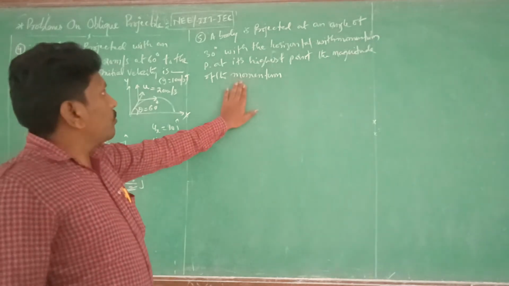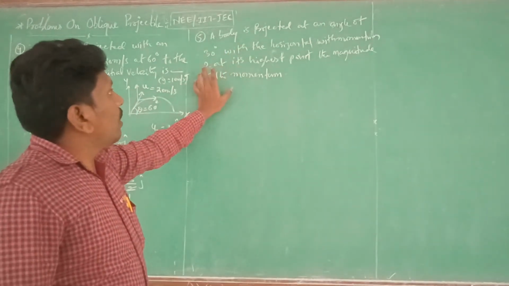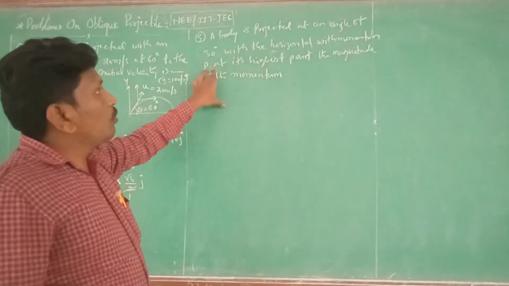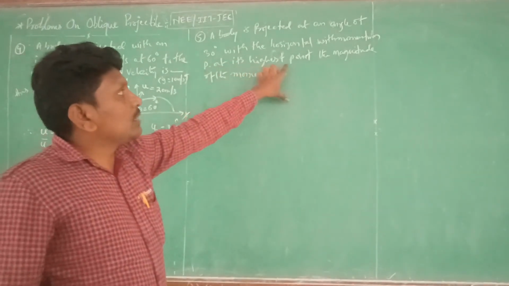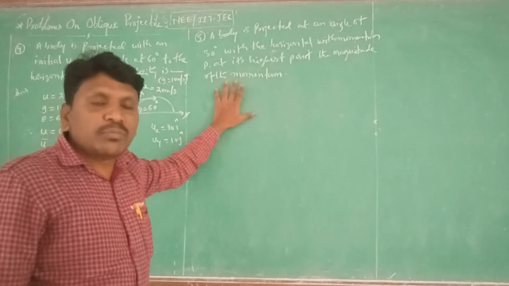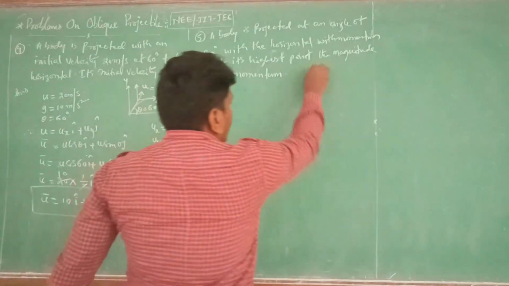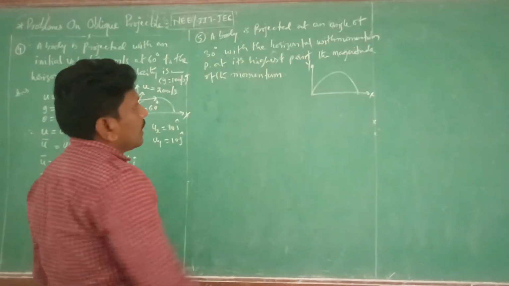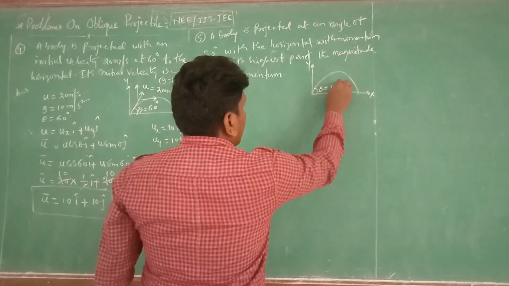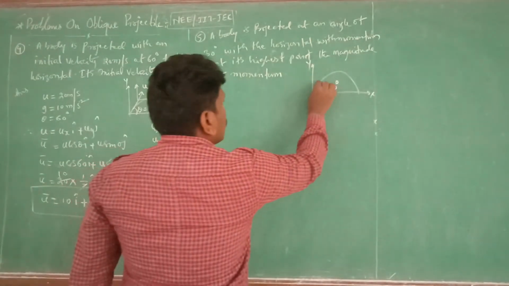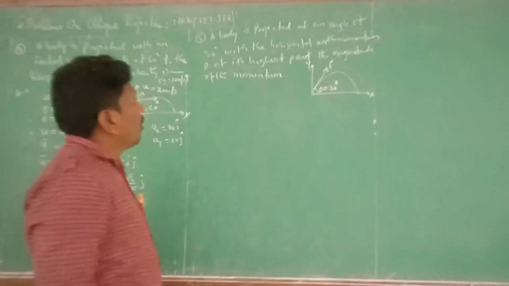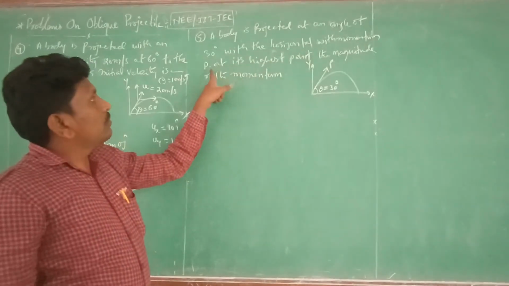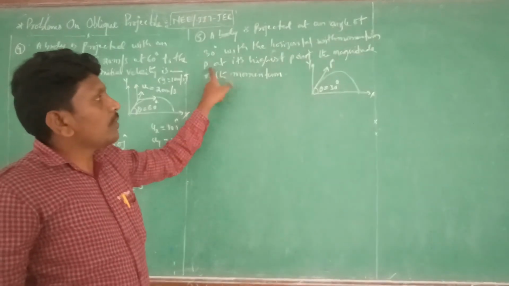Now the fifth one is: a body is projected at an angle of 30 degrees with the horizontal, with the maximum momentum p. At its highest point, the magnitude of the momentum is what? Clear? The angle is clearly given, that is theta is equal to 30 degrees, and the momentum is given as p.